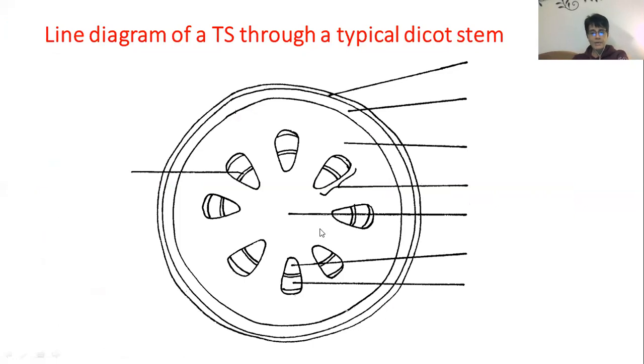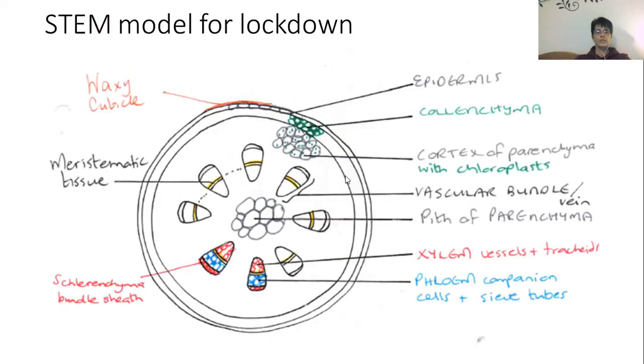There's the line diagram. So yes, I asked you just to label everything, but I've now drawn in the cells, and I think you can do that as well, because then I'll give you time, and it will give you a better idea of what's going on. So there is my answer. Right, so on the outside, I did not draw a waxy cuticle on the root, because remember, root epidermis does not have a cuticle because the cells absorb water. But I have drawn a waxy cuticle that is secreted by the epidermal cells.